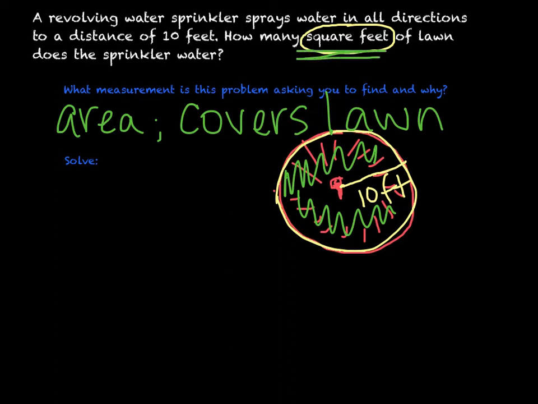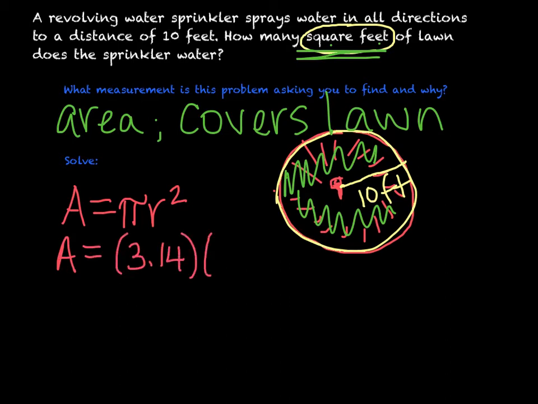Now the other clue there is square feet. Area is always measured in units squared because it's literally the number of squares that cover a space. So to solve this problem, we're first going to start with the formula. Area equals pi r squared. So we are looking for the area. We're going to substitute in 3.14 for pi times the radius squared. Well, 10 feet right here was the radius, so it's 10 squared.